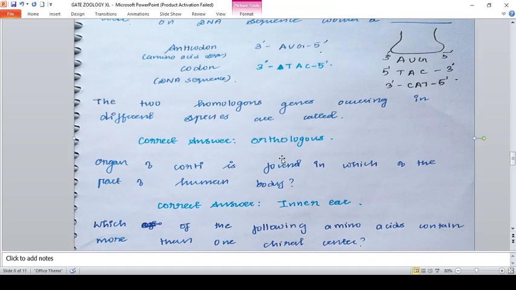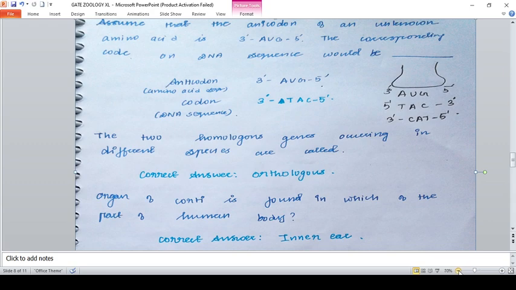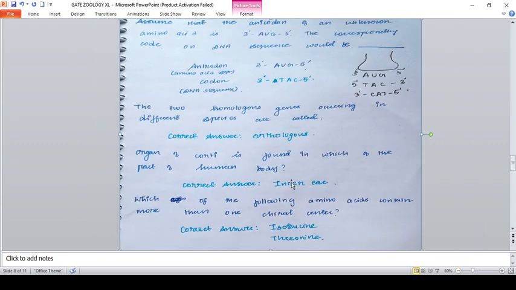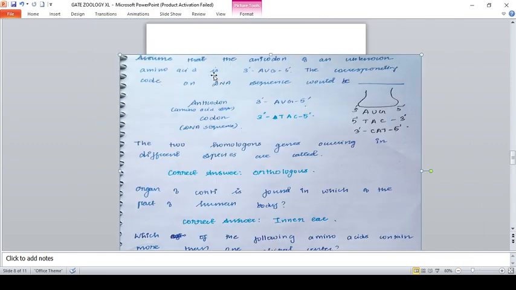Next thing is that, assume the anticodon of an unknown amino acid is 3'-AUG-5'. The corresponding codon DNA would be, okay, so consider this particular thing. The anticodon is 3'-AUG-5'. The correct mRNA is 5' to 3', therefore TAC. So the correct answer is TAC.